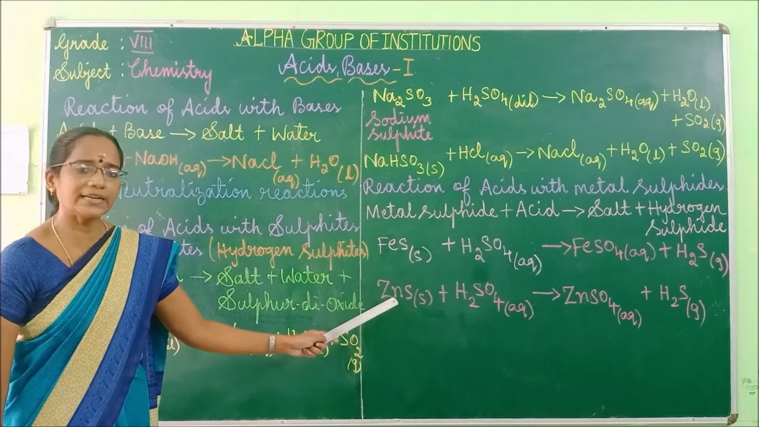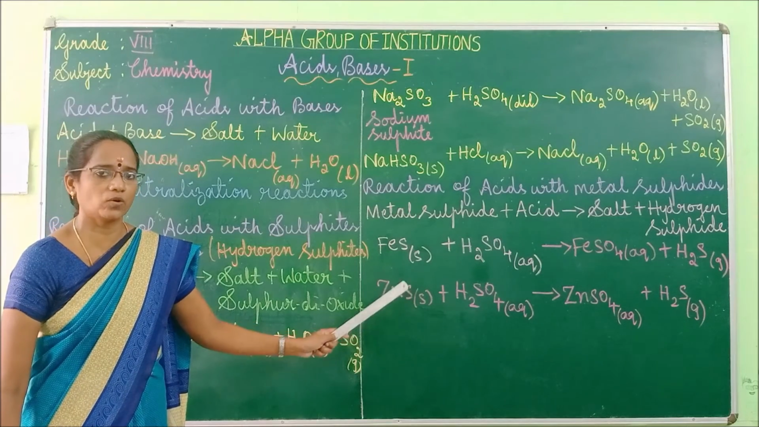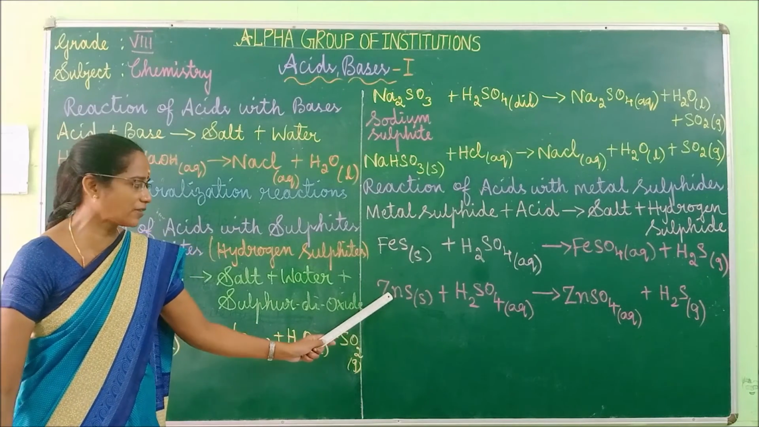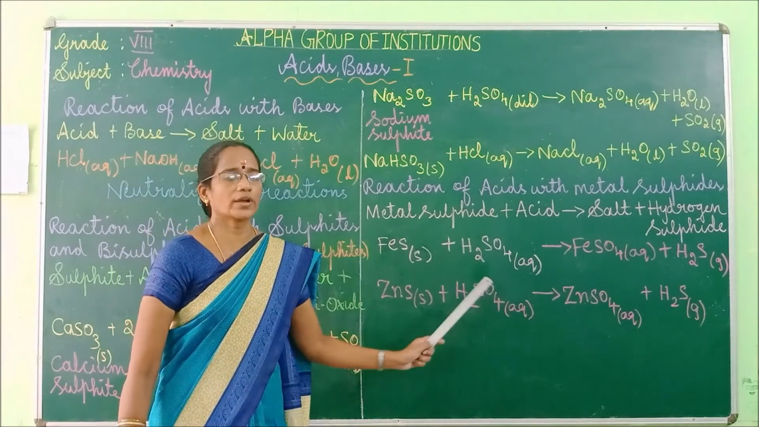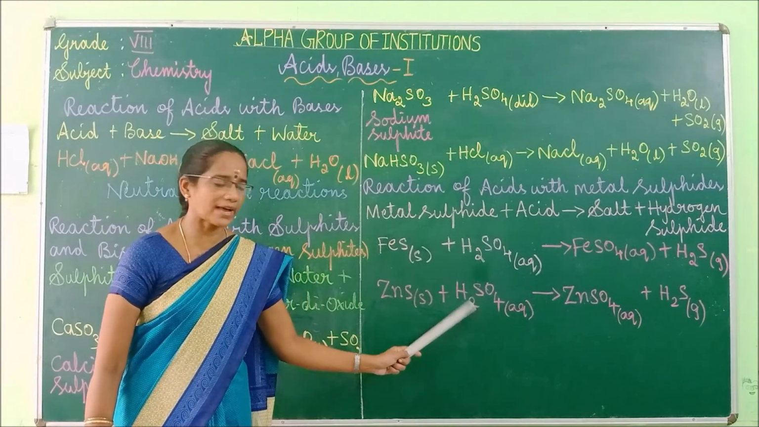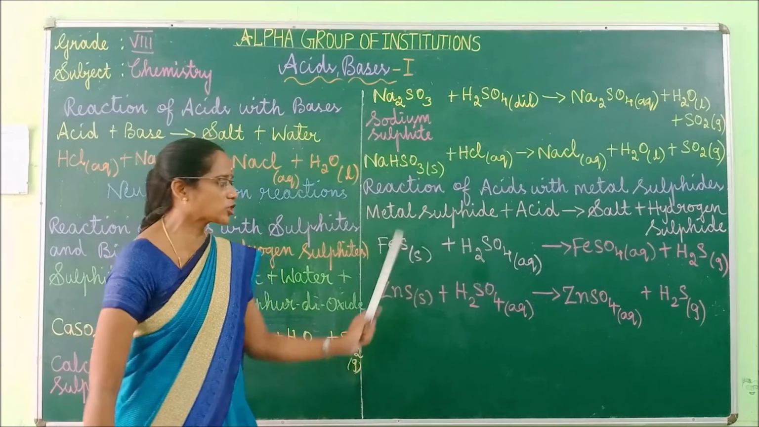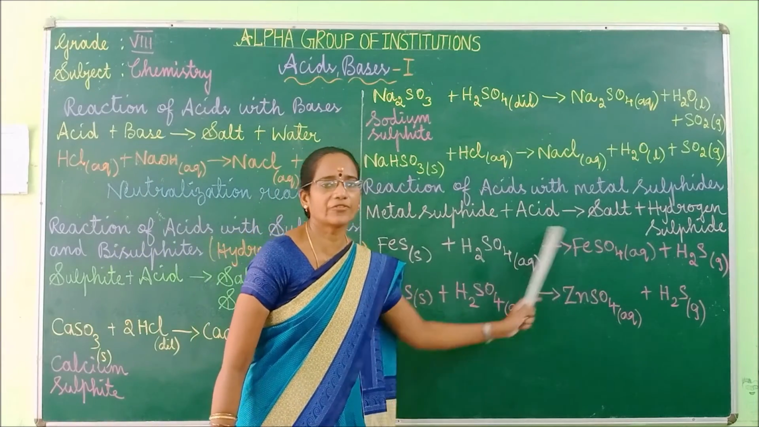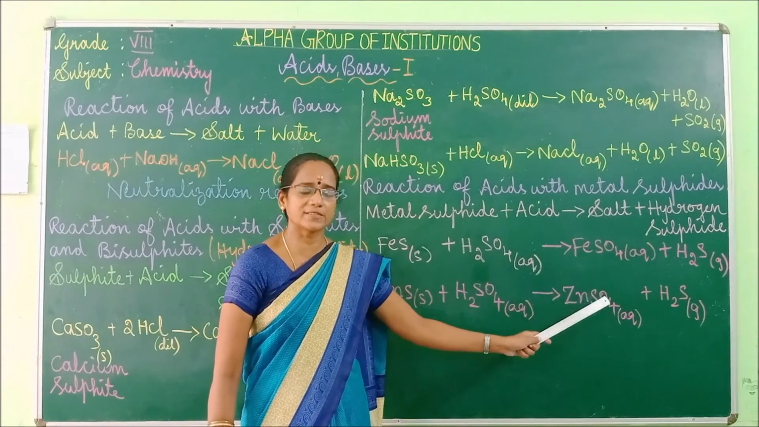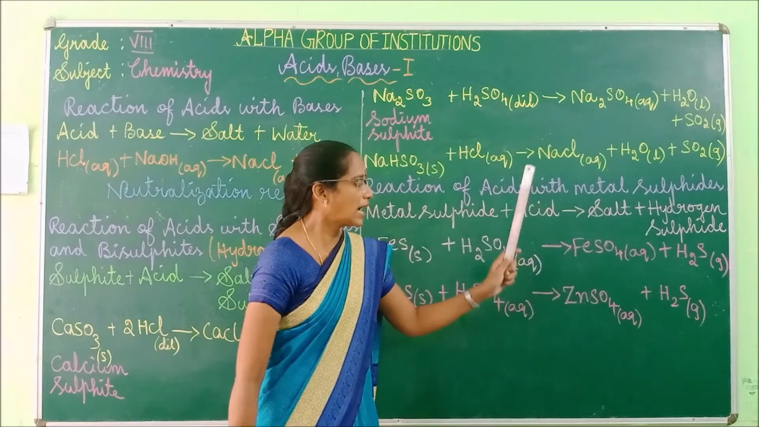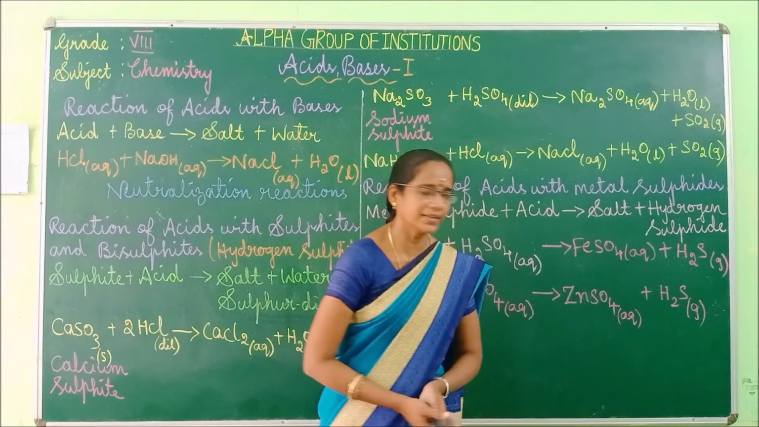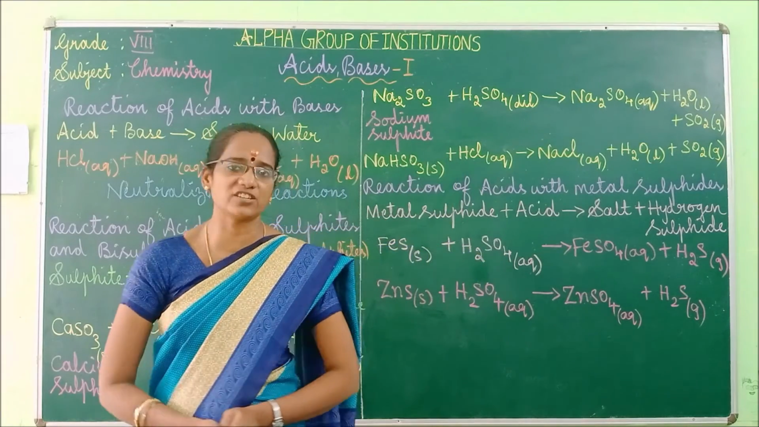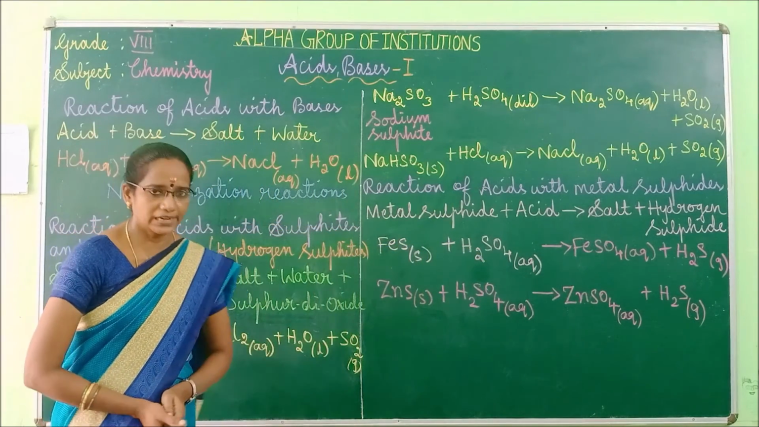Next one, ZnS is zinc sulfide. When it reacts with H2SO4, sulfuric acid, both the compounds react to produce zinc sulfate salt. ZnSO4 is zinc sulfate. Along with that, which gas is released here? Hydrogen sulfide gas. H2S, hydrogen sulfide, gas is released.